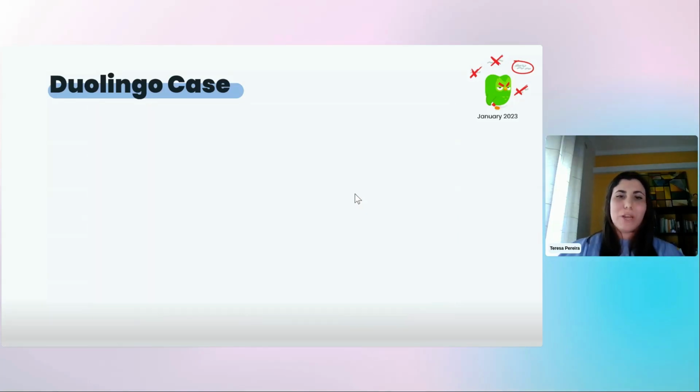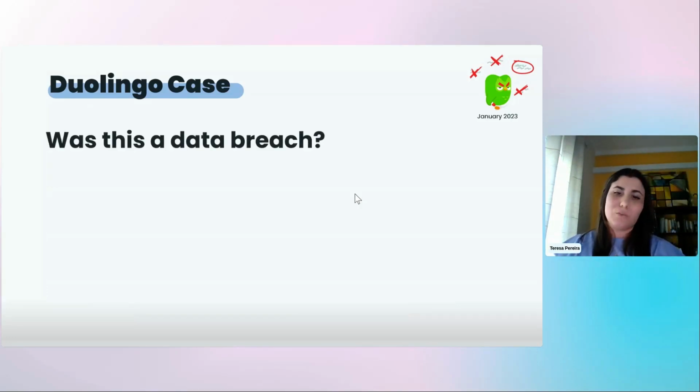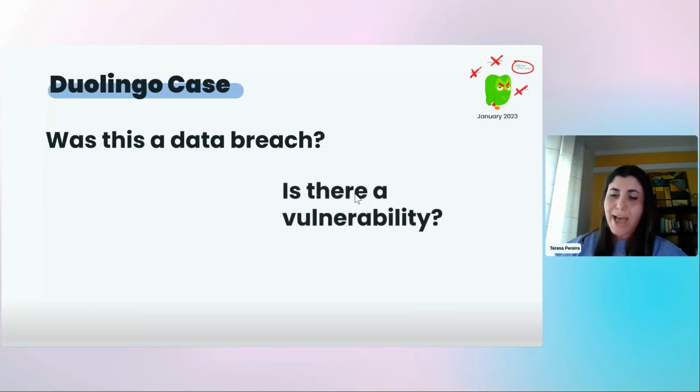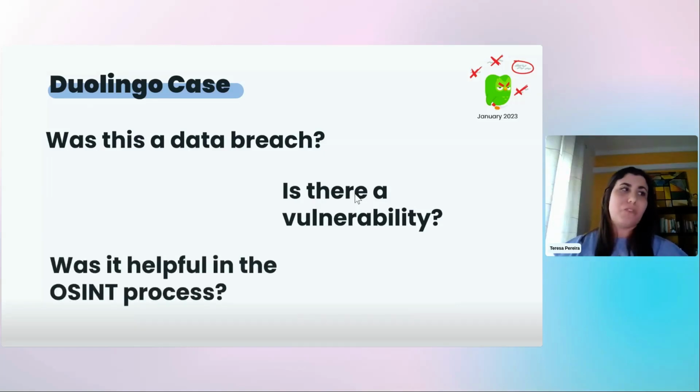So I have three questions for you, and you can answer here on the chat. The first one is, do you think this was a data breach? And I'll just go to the second question. Do you think we have a vulnerability in here? And the third one is, do you think this was helpful in the OSINT process? So for those who don't know what OSINT is, it stands for Open Source Intelligence, and the goal is to search for publicly available information on the clear net.